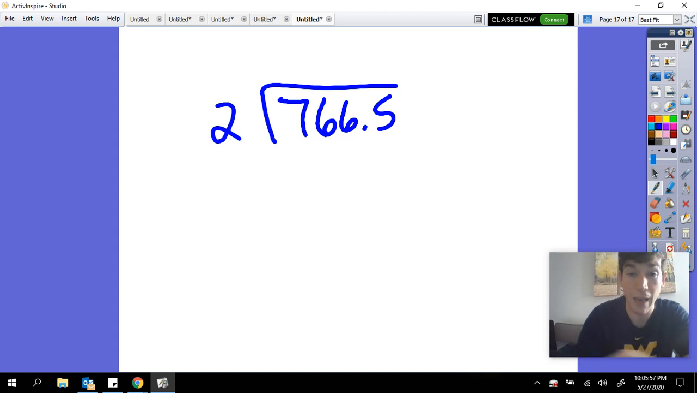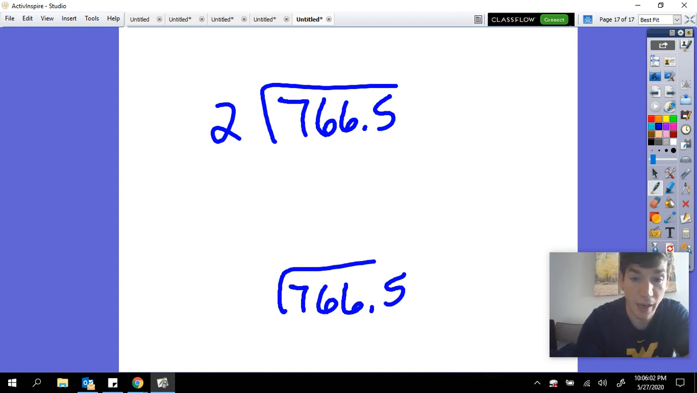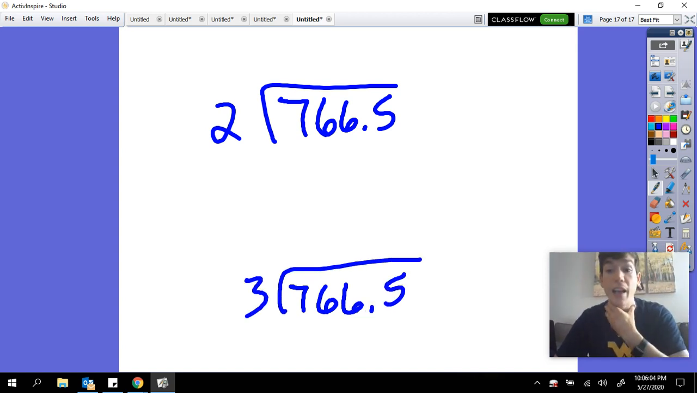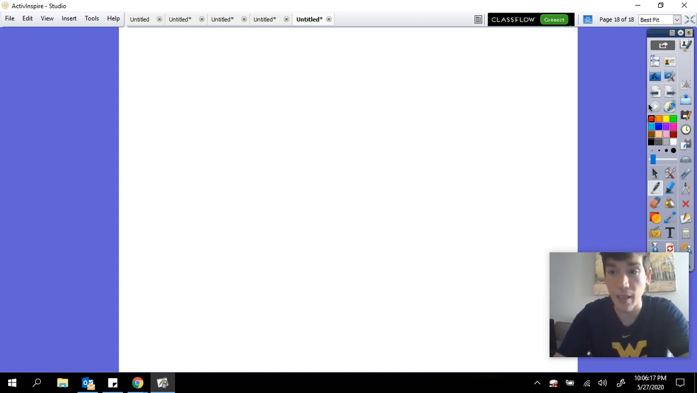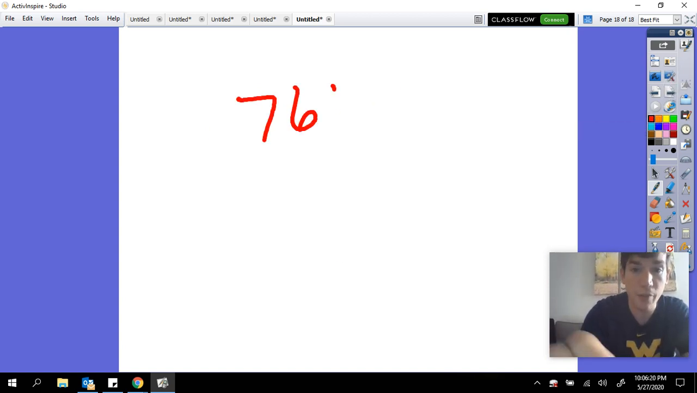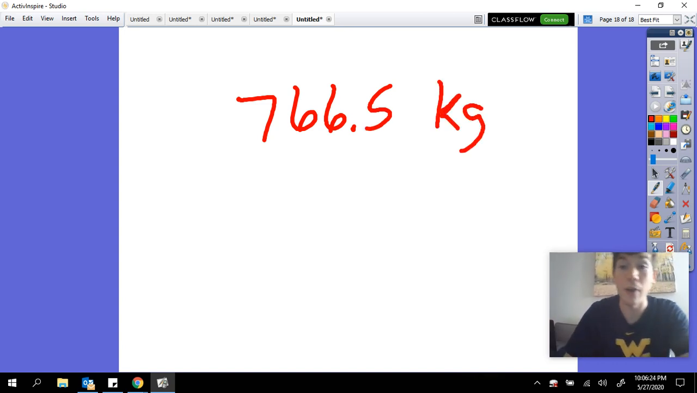And in order to figure out how much gets recycled, I would take 766 and 5/10, and I would divide that by 3. And that would tell me how many kilograms of that trash would be recycled and how many kilograms would be put into landfills once I finish these two things. Now, I want to go back to this original number of 766 and 5/10, and I want to talk a little bit about kilograms, and what it means to be a kilogram.